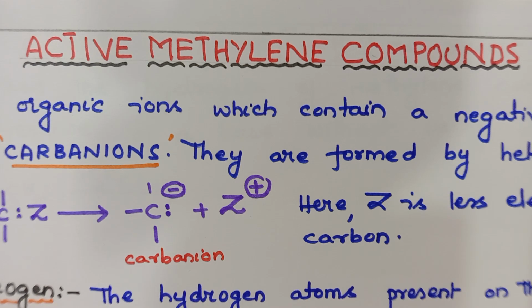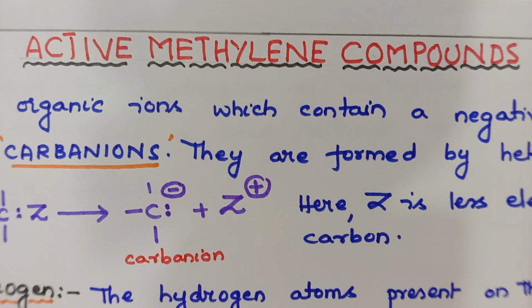Today in this video, I am going to explain acidity of alpha hydrogens, which comes under active methylene compounds. The name of the chapter is active methylene compounds, and in some textbooks you can also find it under organic synthesis based on carbanions. So both are the same, students. Today especially I am going to teach you what this acidity of alpha hydrogens is.